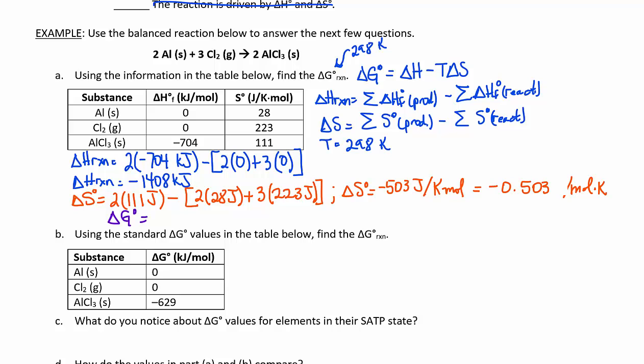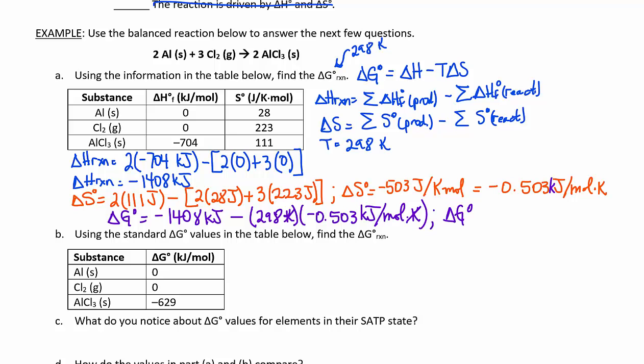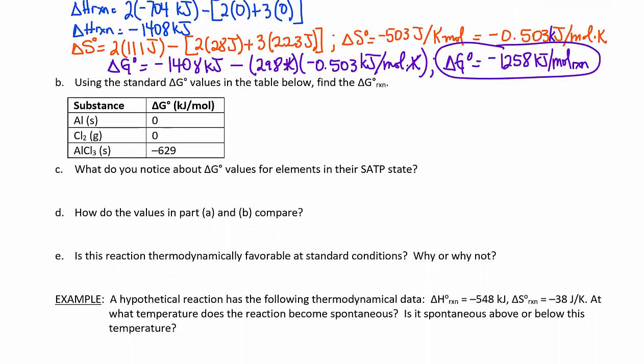So our delta G will equal our delta H, which is negative 1408 kilojoules, minus our temperature, which is 298 Kelvin, times our delta S, which is negative 0.503 kilojoules. This should say kilojoules. I don't know why I put joules. Per mole Kelvin. Our Kelvins cancel. And our delta G will equal negative 1,258 kilojoules per mole for the reaction that's written as is.